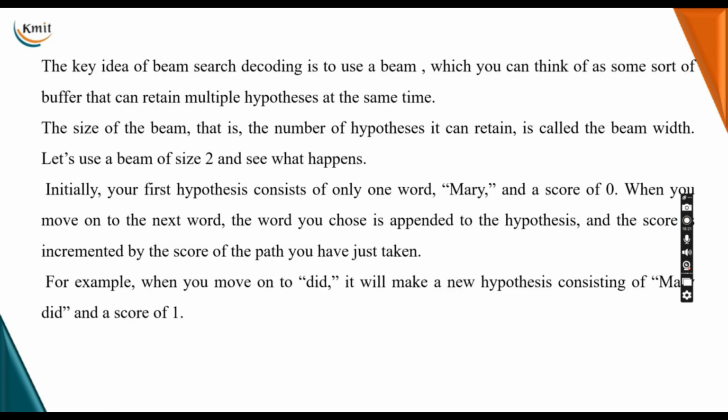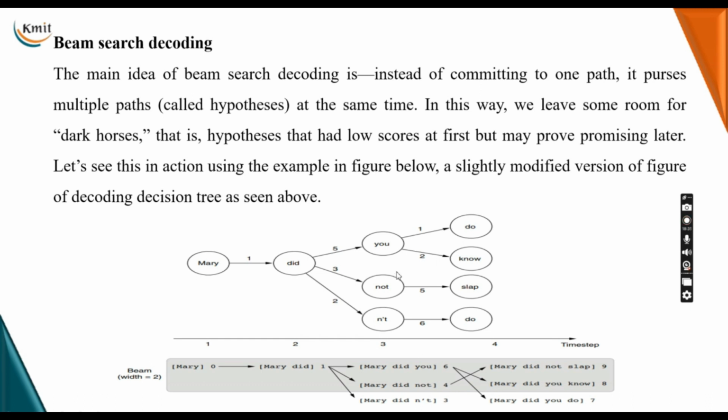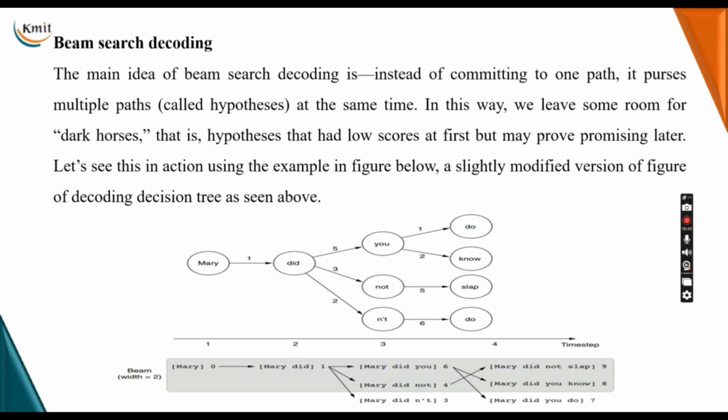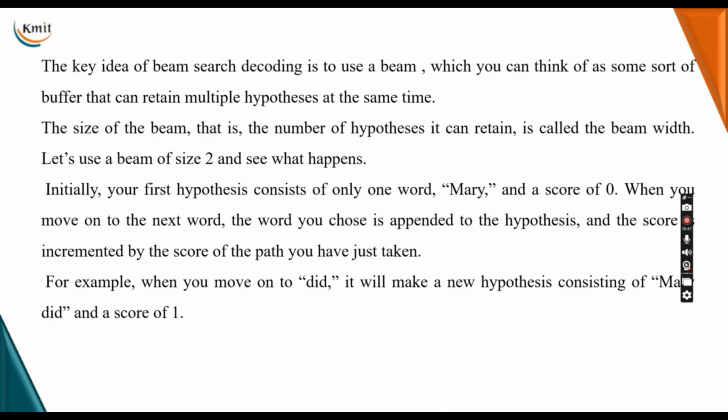Now the key idea of beam search decoding is to use a beam, which you can think of as some sort of buffer that can retain multiple hypotheses at the same time. As you can see here in the bottom figure, it will have multiple hypotheses at the same time. The size of the beam, that is the number of hypotheses it can retain, is the beam width. Now let us use a beam of size 2 and see what happens.